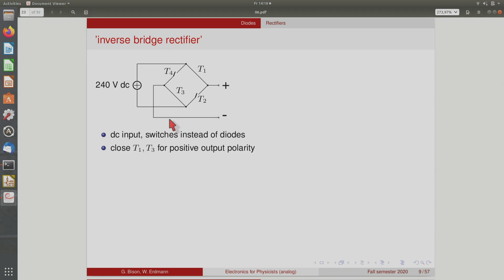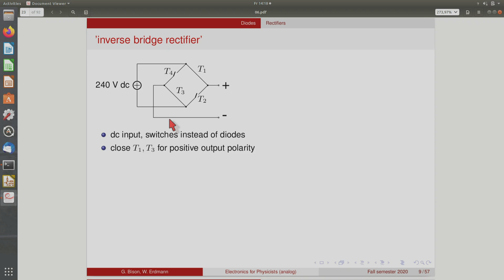Just to note, there is also something with a similar topology, which has nothing to do with diodes. I just mentioned it here because it's interesting and will be more and more important, which can be viewed as an inverse bridge rectifier. So if you replace the diodes by switches and then turn on the switches alternatingly, you can do the opposite thing. So with the rectifier, we came in with an AC voltage and created a DC voltage. And if instead of the diodes, you use switches, you can also do the opposite thing.